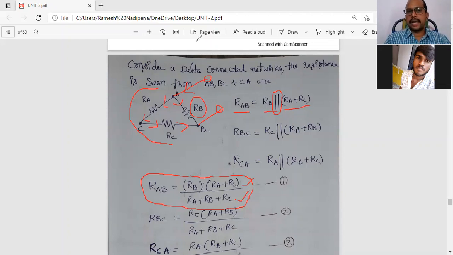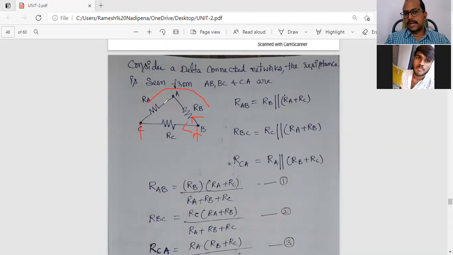Now we need to calculate RBC. RBC means these terminals. Here also the same thing. Let us assume some current flow. The current is divided into two parts. That means RB and RA are connected in series, and that combination is connected in parallel with RC. That is your RBC: RC in parallel with RA plus RB. Now next, RCA. RCA means these terminals.